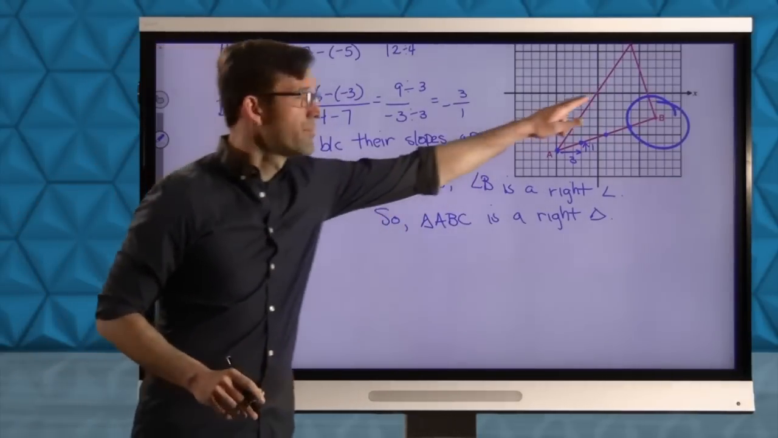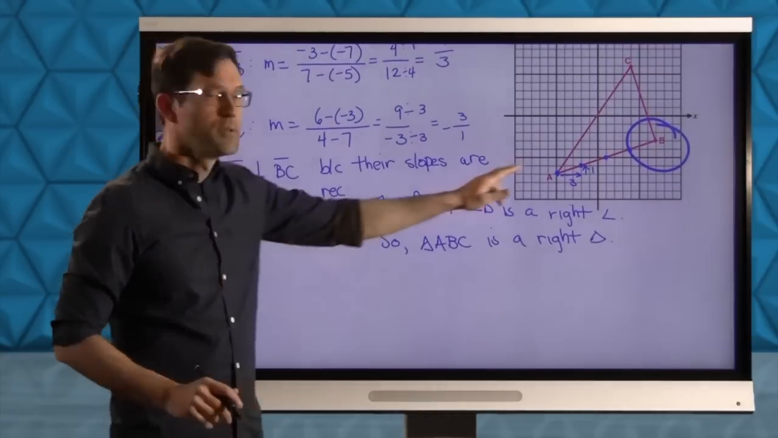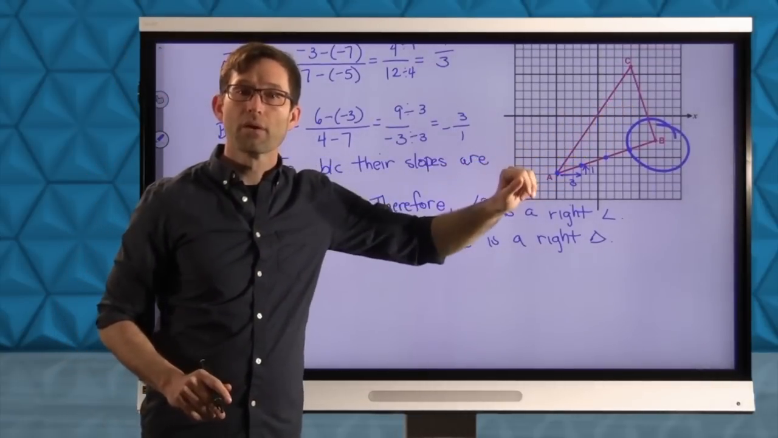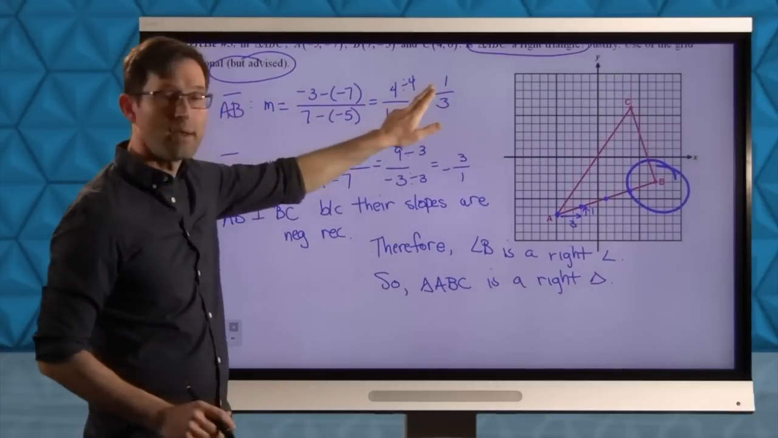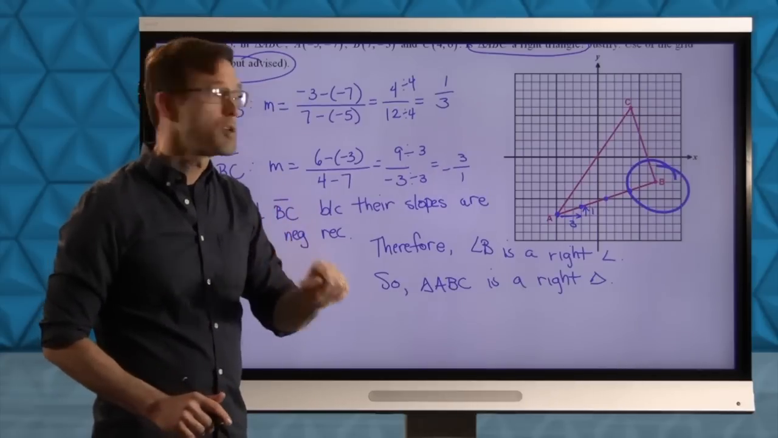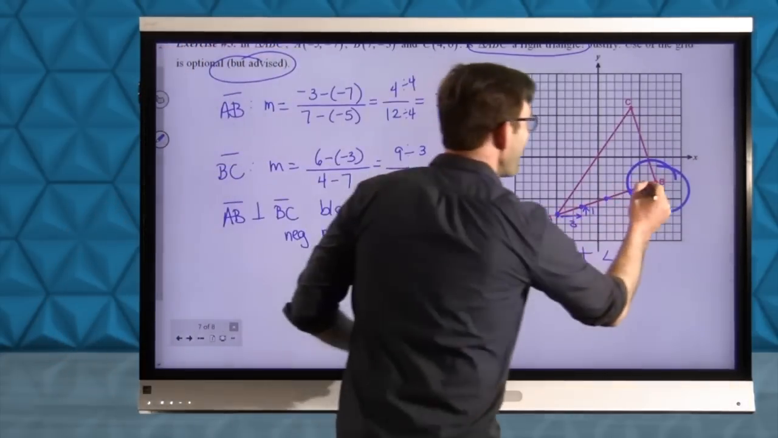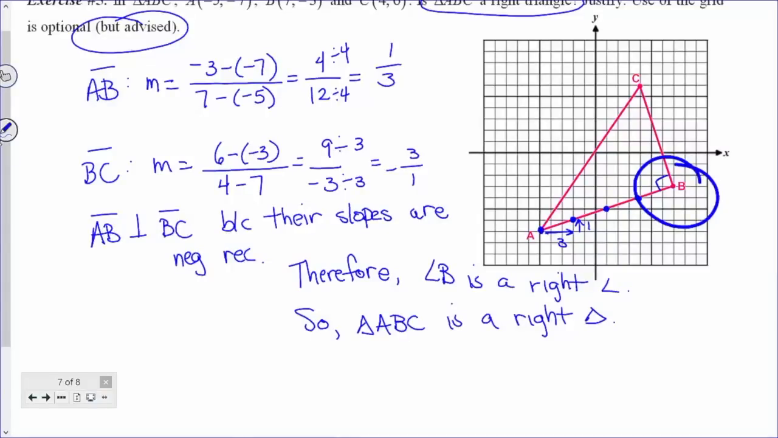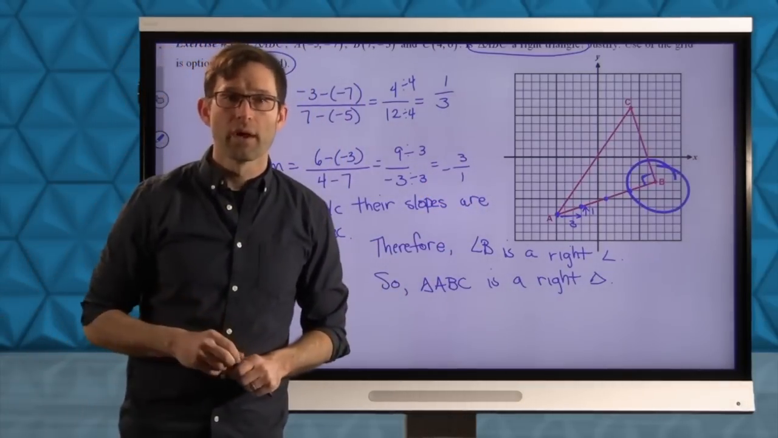These two sides, right, are perpendicular. Let me bring this picture up a little bit. So side AB and BC are perpendicular, and we know that just based on their slopes. Slope of positive 1/3, a slope of -3, okay? Because they're perpendicular, I can say that angle B is a right angle. Let me mark that, just so that you kind of see it on there. That's now a right angle. And because that's a right angle, triangle ABC is a right triangle.